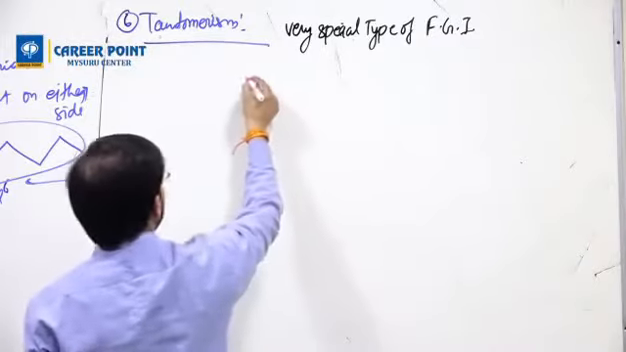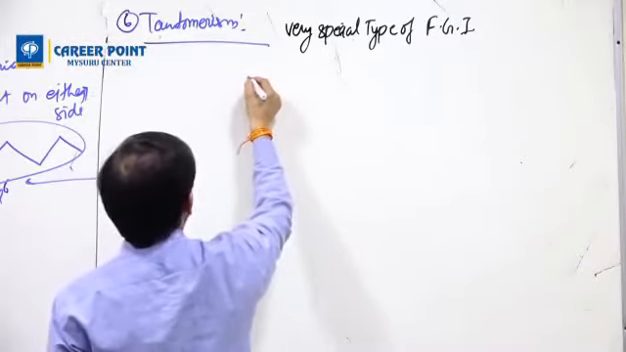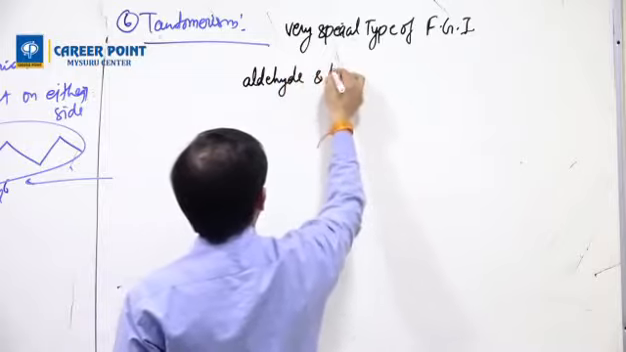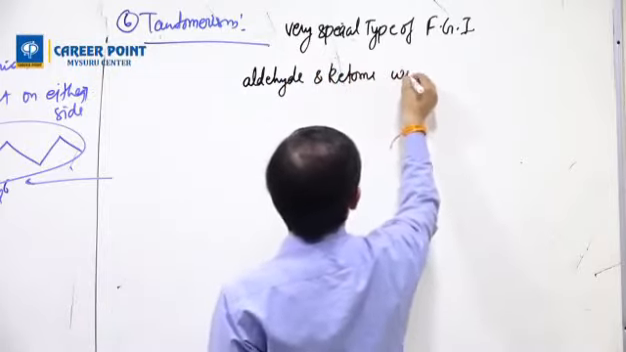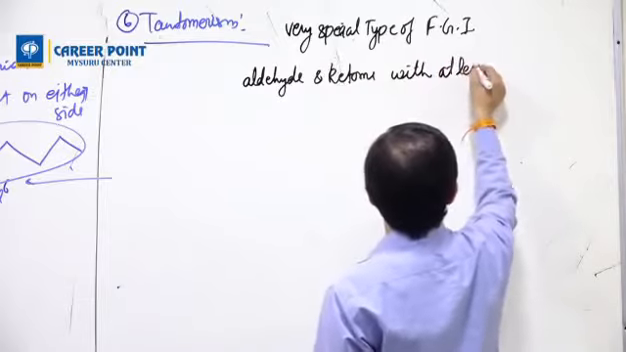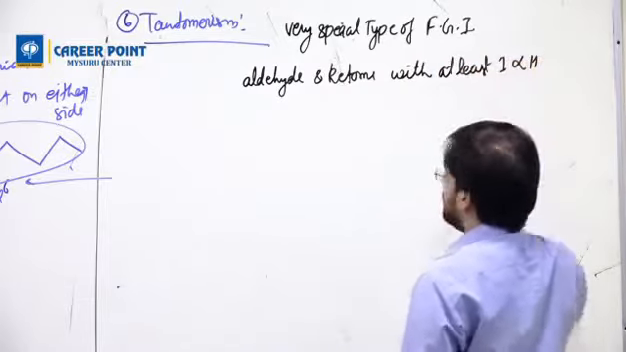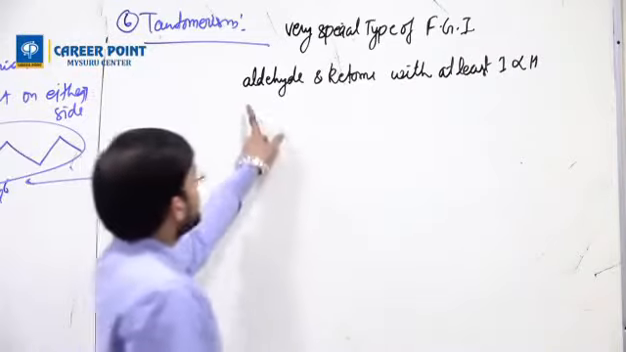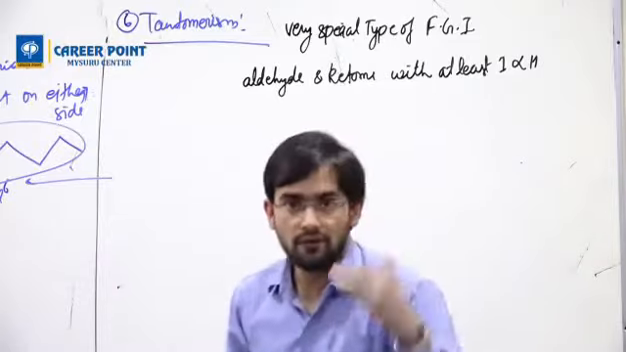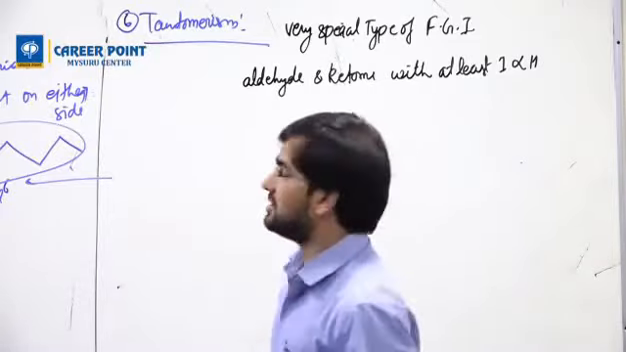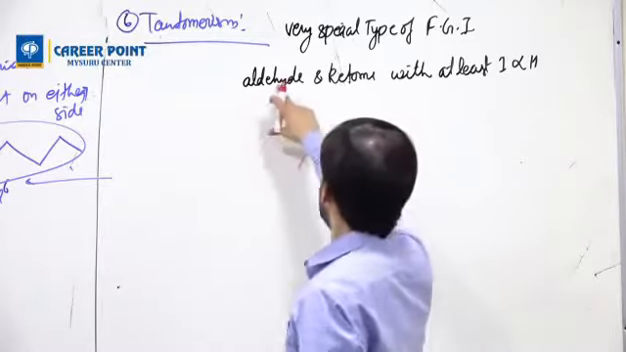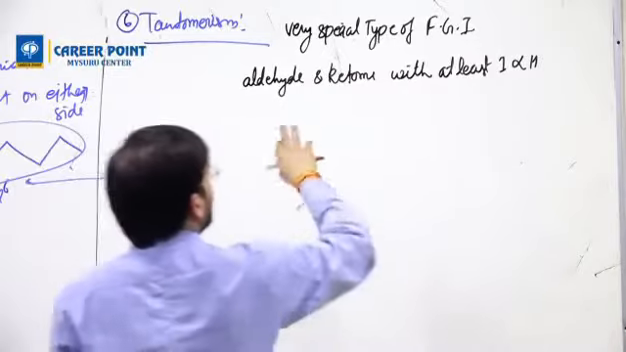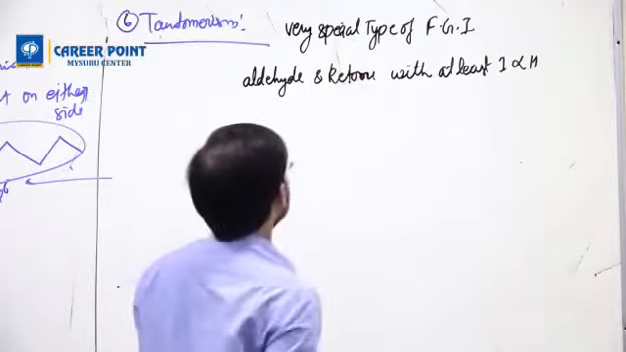The condition is that it should have an aldehyde or ketone with at least one alpha hydrogen. The point here is aldehyde and ketone. So if you have a carboxylic acid, tautomerism doesn't exist. Understand? So if you have an aldehyde or ketone with at least one alpha hydrogen, then we can talk about tautomerism.